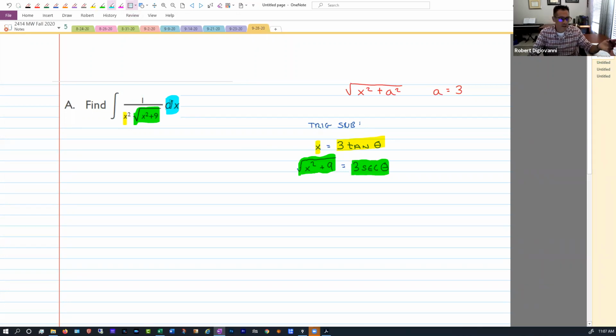So the dx has to become something. All we have to do is take our original trigonometric substitution and take the derivative of it with respect to theta. So we're going to get dx equals 3 times secant squared theta d theta. That's because the derivative of tangent theta is secant squared theta, and the 3 just comes for the ride. Is everybody clear on this? Are there any questions up to this point?